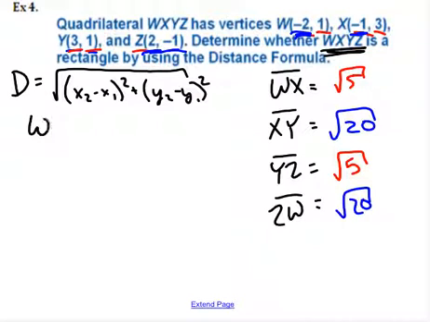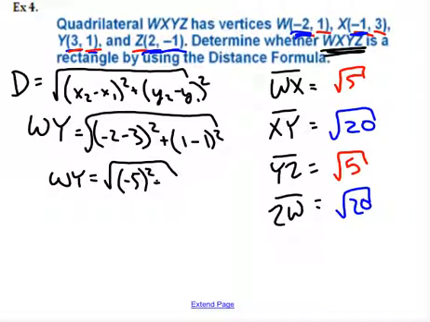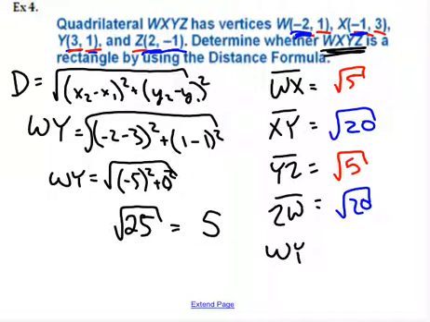So what we're actually looking at is WY. WY, real quick, is going to be negative 2, W, and then Y is 3 squared plus Y1 is 1 minus 1 squared. WY is going to equal negative 5 squared plus 0 squared. I'm not even going to put parentheses there. Negative 5 squared is a negative times a negative, going to be a positive 25. Square root of a positive 25 is a 5. So WY is actually equal to 5.